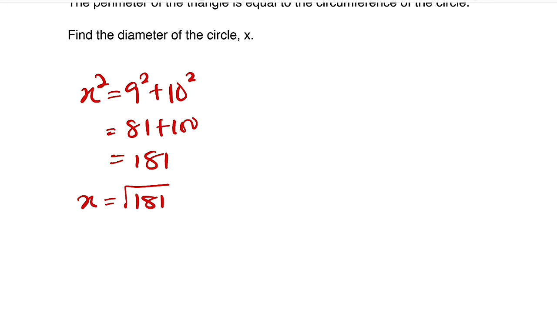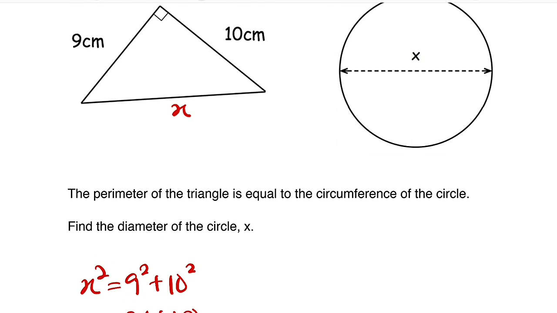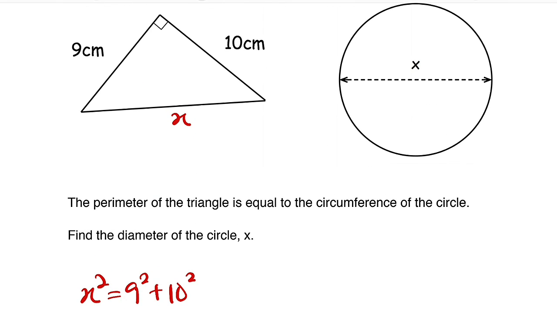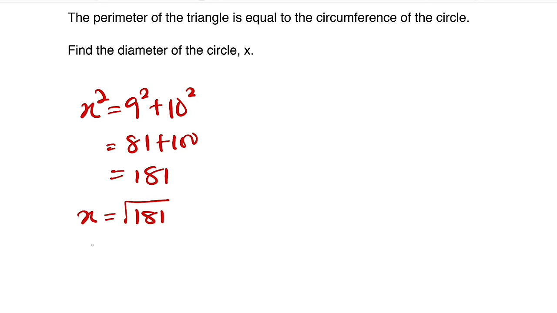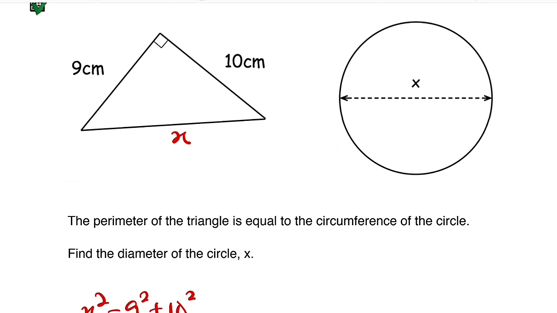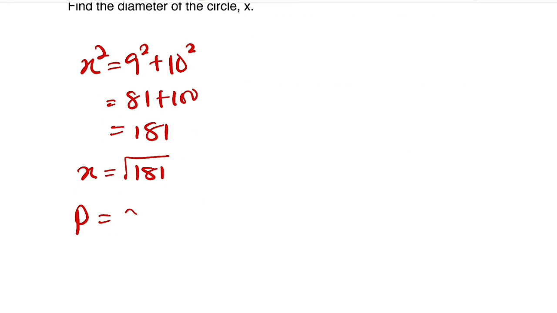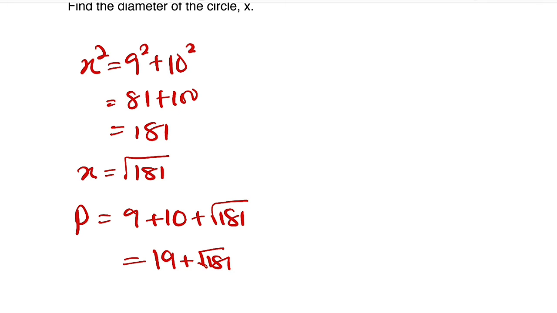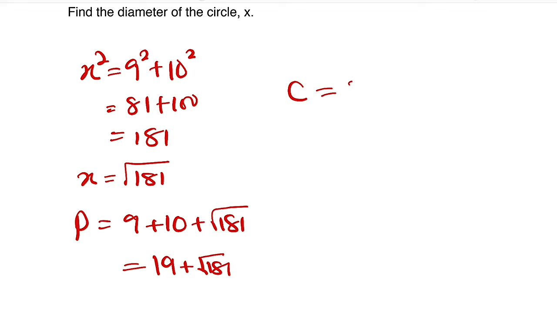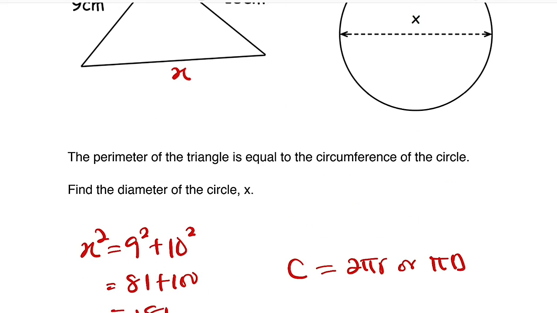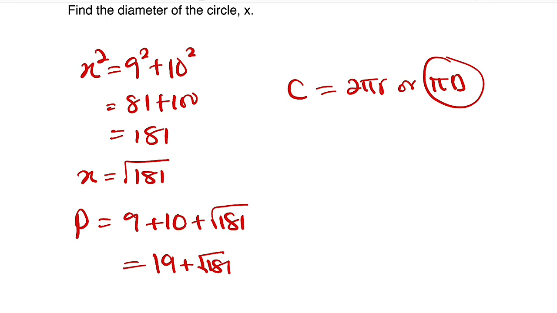So the square root of 181 is the hypotenuse. They say that the perimeter of this triangle is equal to the circumference of this circle. So the perimeter P is equal to the total side length, 9 plus 10 plus x, which is square root of 181. This is equal to 19 plus square root of 181. Then circumference of a circle is 2 pi r or pi d, all the same. Since diameter is given as x, we're going to use this one.